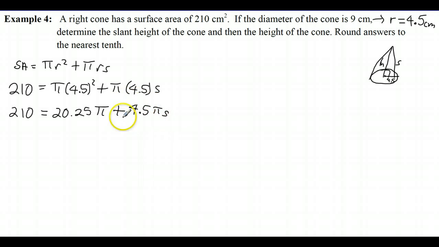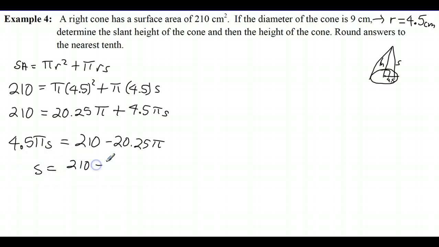Now, in order to isolate the s, we must first get rid of this. And the way we're going to do it is by subtracting it from 210. And I'd like to reverse sides at the same time. So I'm going to say 4.5 pi s is equal to 210 minus 20.25 pi. So s is equal to 210 minus 20.25 pi, divided by 4.5 pi.